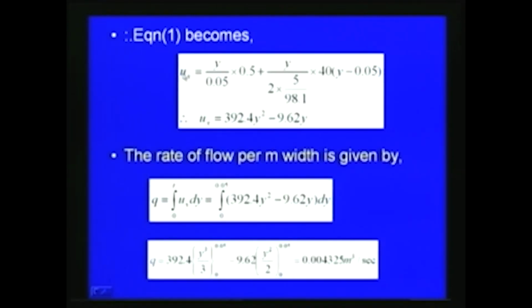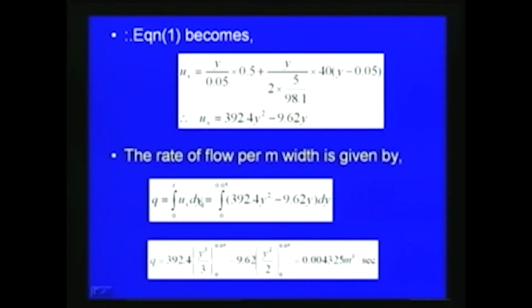So, the velocity ux is equal to y by 0.05 into 0.5 plus y by 2 into mu, which is 5 by 98.1 into 40 into y minus 0.05. From this we get an expression for the velocity as ux is equal to 392.4 y square minus 9.62 y. So finally we got an expression for the velocity by substituting the various values.